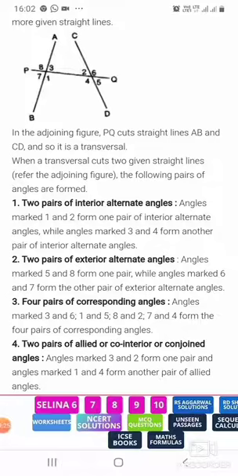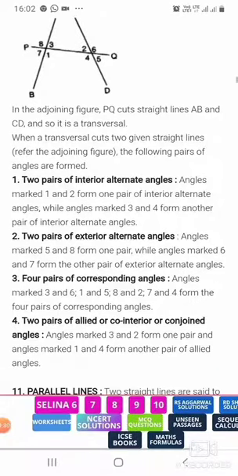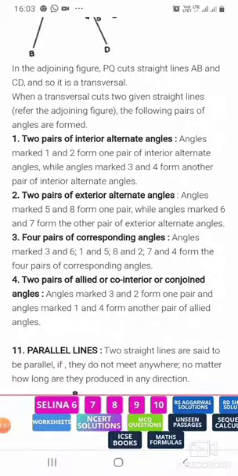Okay, now let us go for exterior alternate angles. There are 4 exterior angles, 5, 6, 7, 8 here. So here also, 6 and 7 are exterior alternate angles. They are called exterior alternate angles. And 5 and 8 are also called exterior alternate angles. So we have two sets of interior alternate angles and two sets of exterior alternate angles.